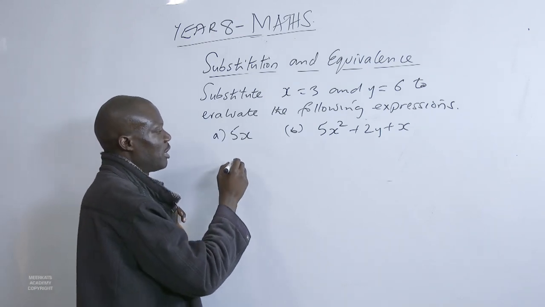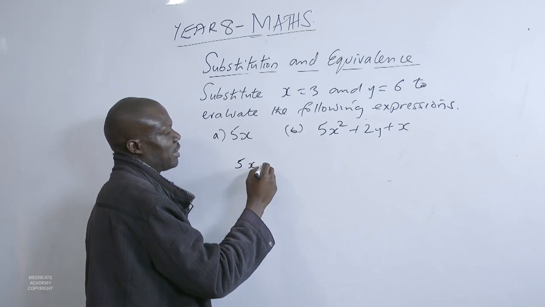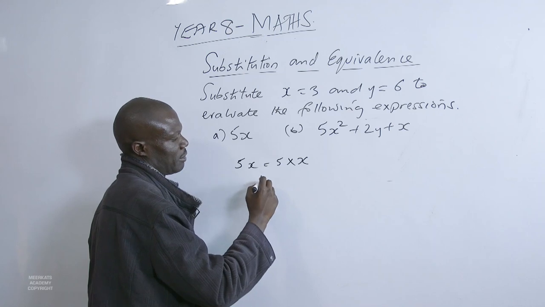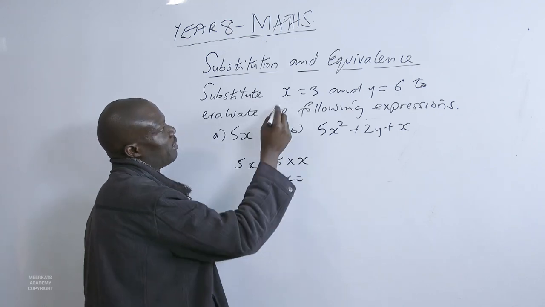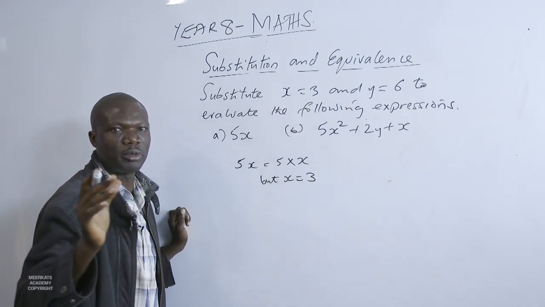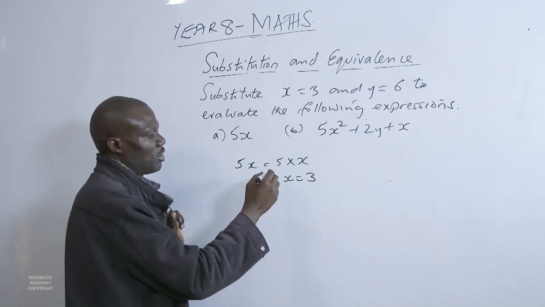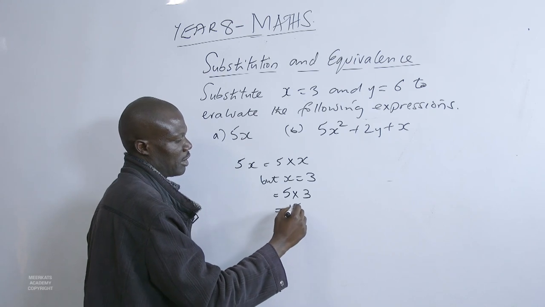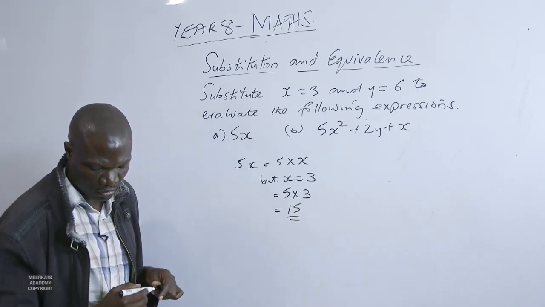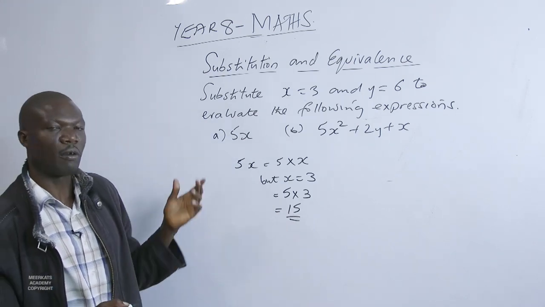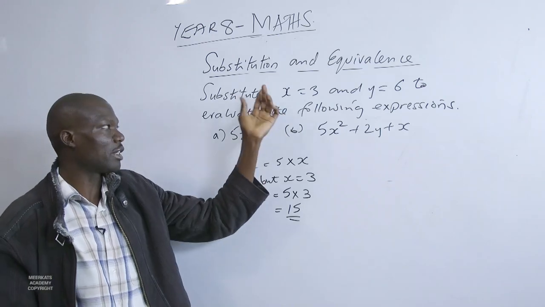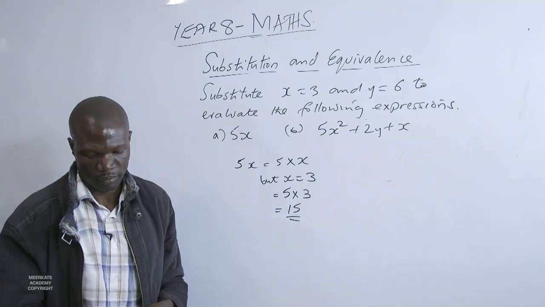So for the first part, 5x is the same as 5 multiplied by x, but x is given here as 3. So substitute x with 3. This will become 5 times 3, which will give us 15. So 5x is the same as 15 if x is 3.